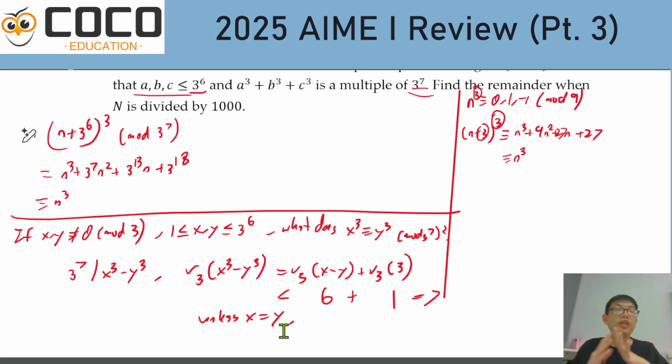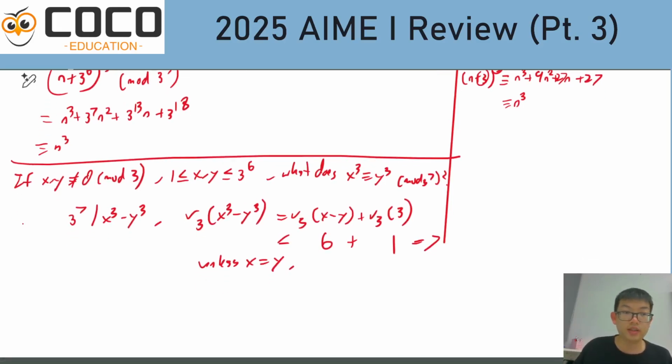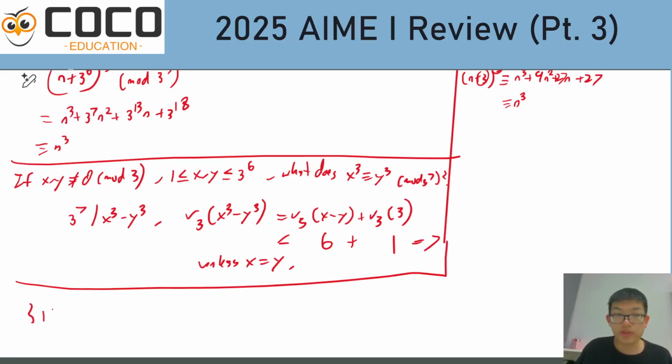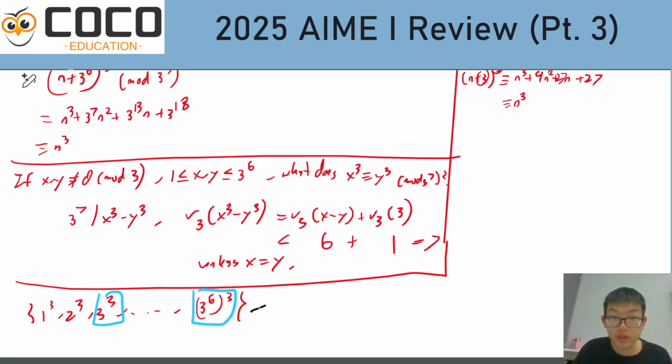So this range of 1 to 3 to the power of 6, you can think of it this way: when you take your numbers from 1 cubed, 2 cubed, 3 cubed until 3 to the 6 cubed, there are the multiples of 3 that you are going to just toss out first, but you will end up with all possible cubes being different for the rest.